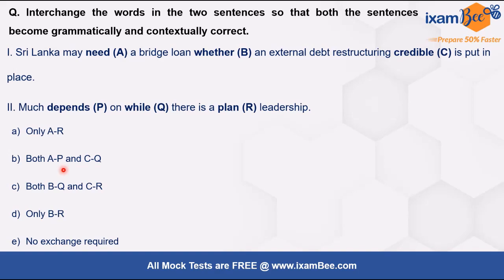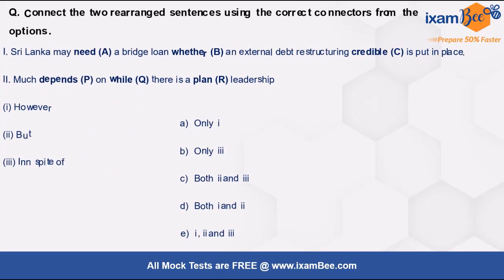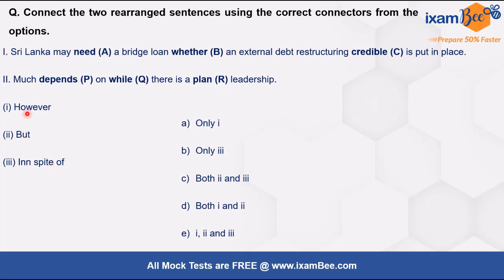Okay, now these questions only, you know, when we talk about word swapping, now these word swapping here first they gave in 2 sentences and also they used connectors along with that, right? So now we have to see that which connector links these 2 sentences in the best way, right? So it says Sri Lanka may need a bridge loan while an external debt restructuring plan is put in place, and it says however much depends on whether there is a credible leadership.